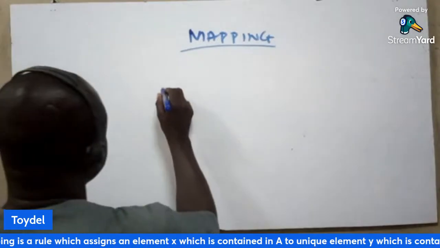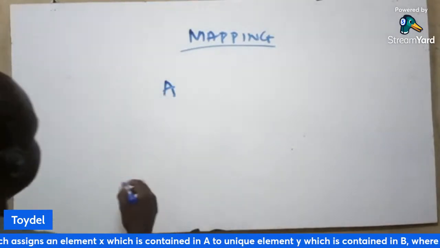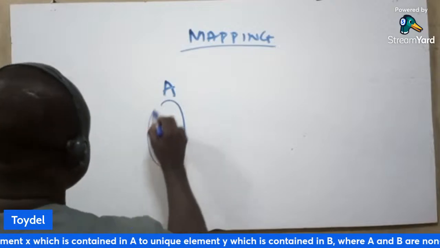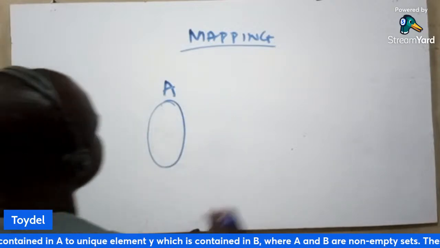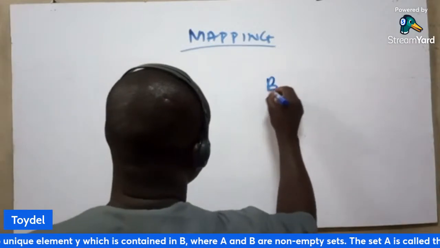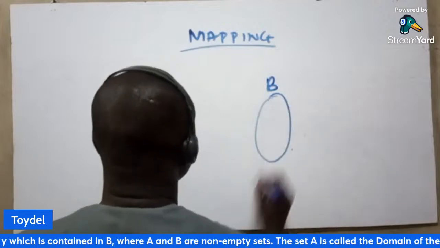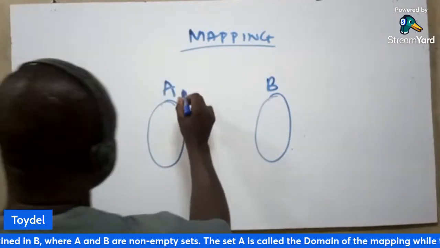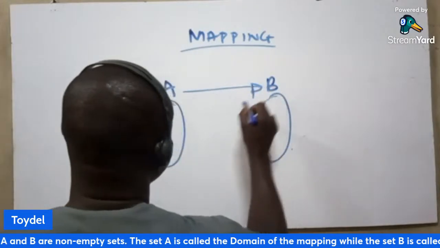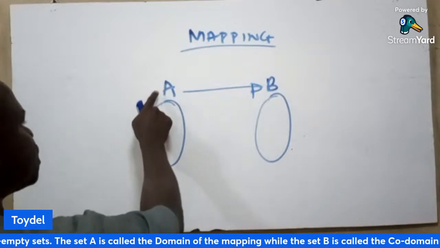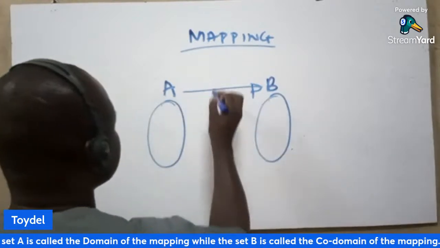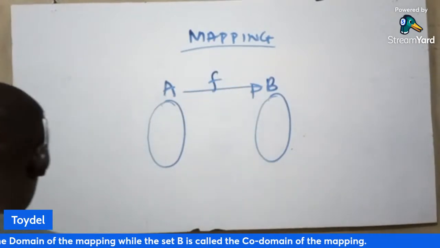That is, if we have a set A, of course, we know that a set has elements. If we have another set B, the mapping is the rule that assigns elements from one set to the other set. Let's say the rule is F.